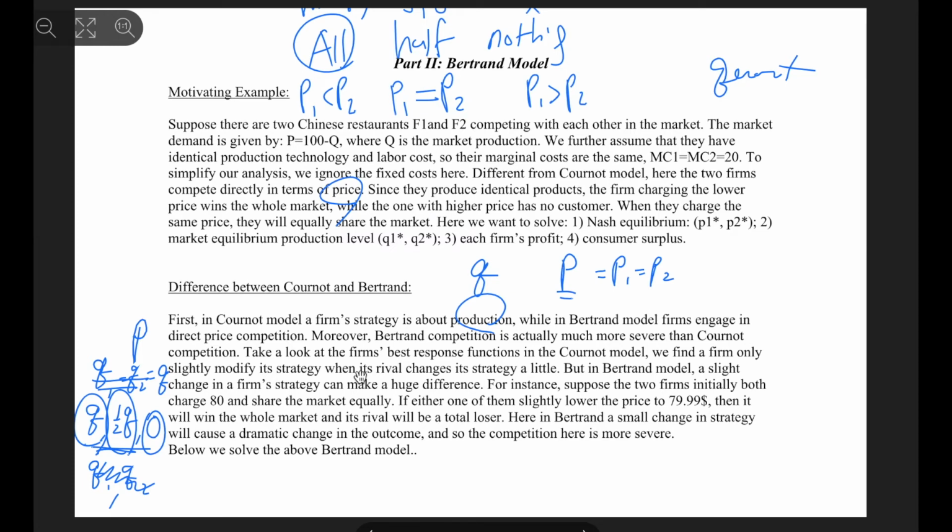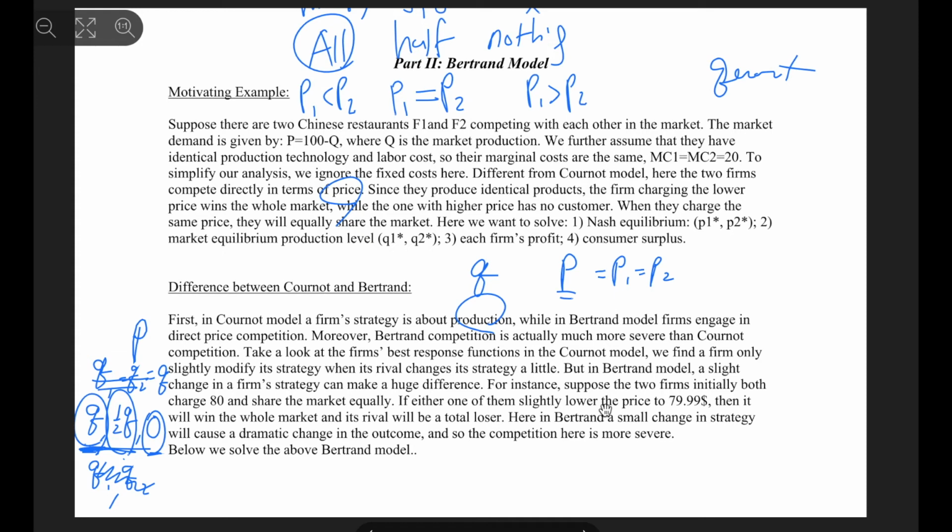Take a look at the firm's best response function in the Cournot model. We find a firm only slightly modifies its strategy when its rival changes its strategy a little. But in a Bertrand model, a slight change in price, right? That can make a huge difference. What difference? You can take the whole market or you end up getting nothing, right? So this decision is a critical decision in the Bertrand model compared to Cournot.